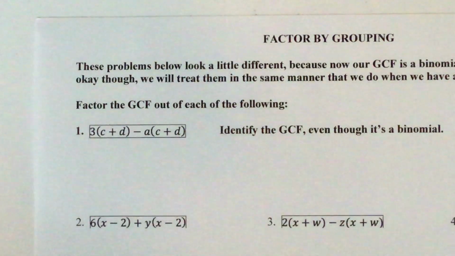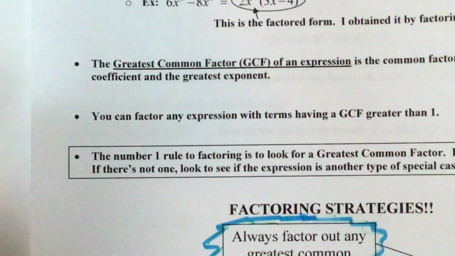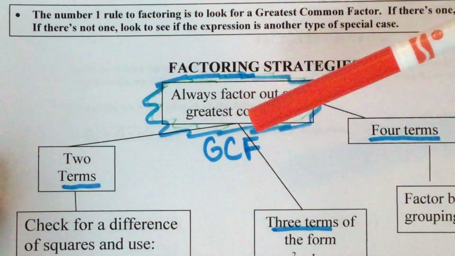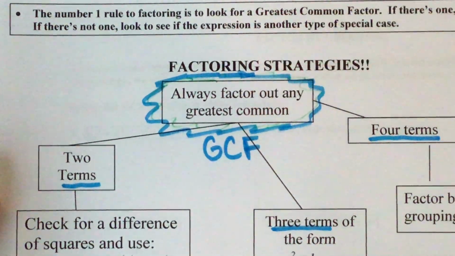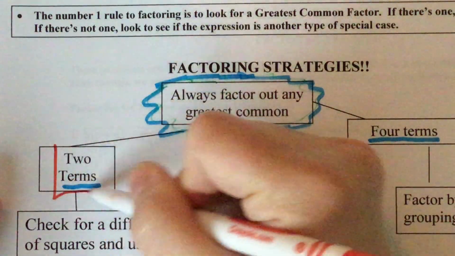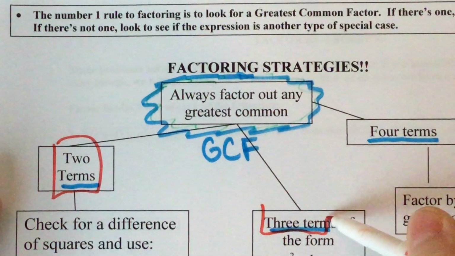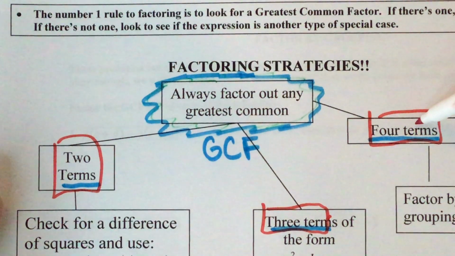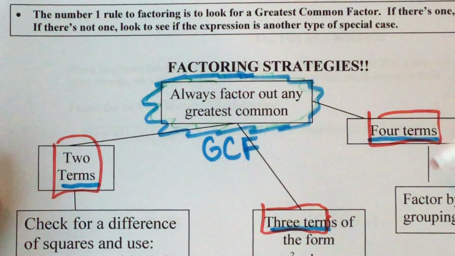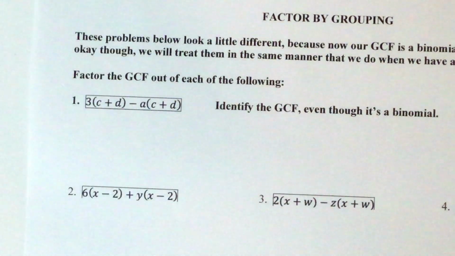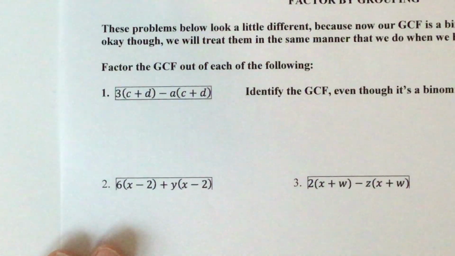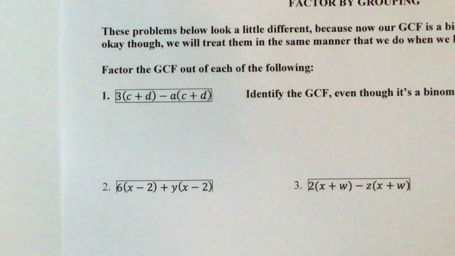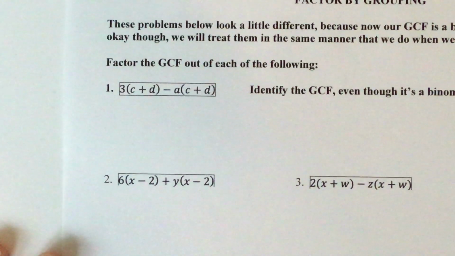Okay, so let me look back at this chart here. So we're always going to look for a GCF first, and then either it's going to have one or it won't. And then from there, we're going to look to see if it has 2 terms, 3 terms, or 4 terms. So I'm about to teach you how to do 4 terms, which is called factor by grouping. Okay, so these actually do have a GCF, like our last problems. It just doesn't look that way to students. It's kind of confusing. So I'm going to explain how it works.